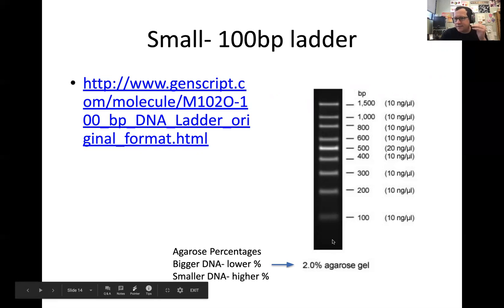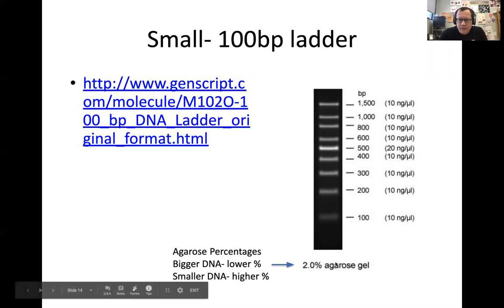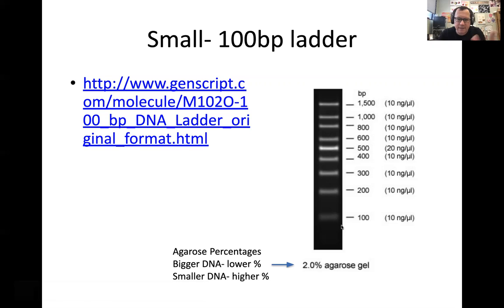2% is sort of the maximum. And generally like 0.7, 0.8% is the lowest that we wind up using in this lab. So somewhere between 0.7 and 2%, we alter our agarose concentration. That lets us see different sizes of DNA easier.